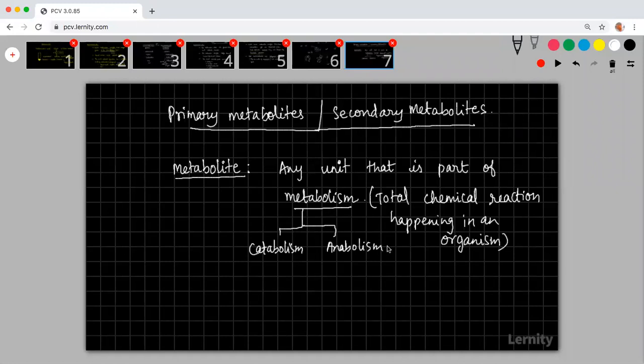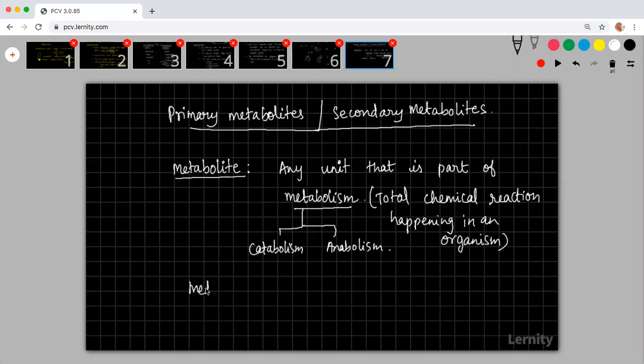It will either make up your body, build up your body, or it will try to break down the complex substances. This is what we call metabolism. So building up of the body is called anabolism. Breaking down of substances is called catabolism. So catabolism and anabolism together we call metabolism. Any chemical unit that is part of this metabolism is normally considered to be a metabolite. Okay, so there are two types of metabolites.